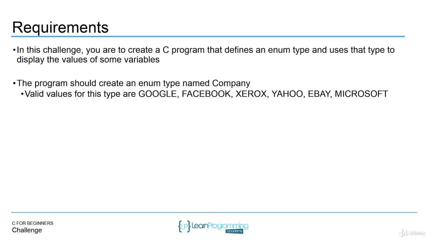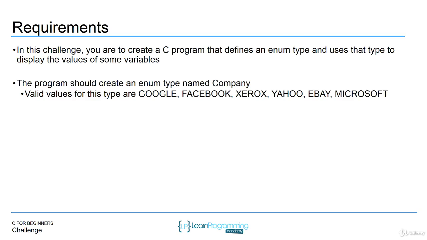But in this code, we want the program to create an enum type named company. And for this enum type, the only valid values are Google, Facebook, Xerox, Yahoo, eBay, Microsoft. All caps. And also, the order is important because they represent integers. So it should be the same order as well. Google should be first, Facebook second, and so forth. Xerox is kind of out of place there, but that's okay.